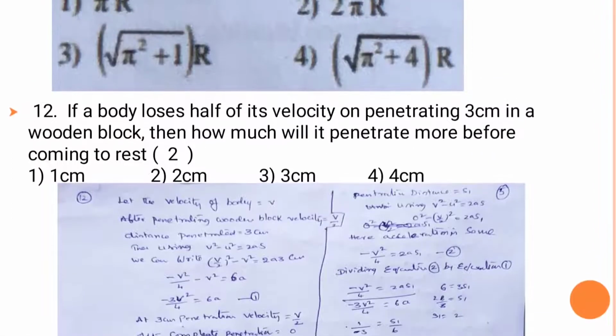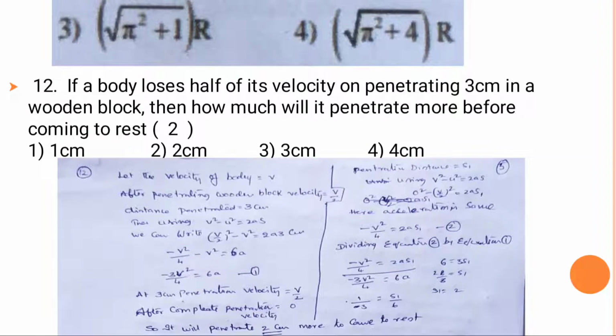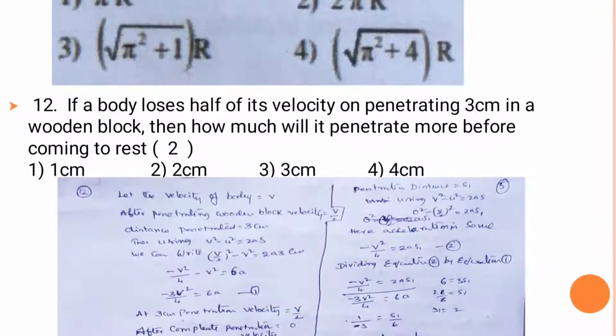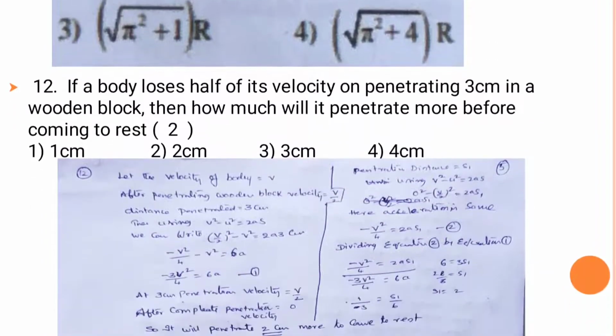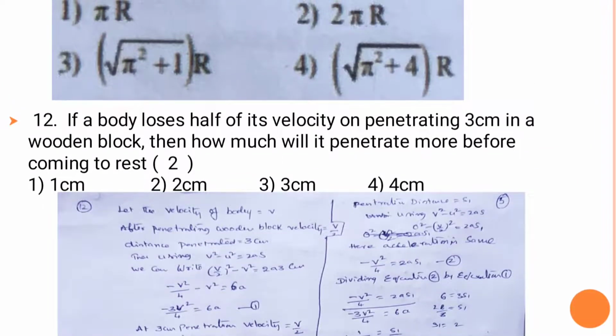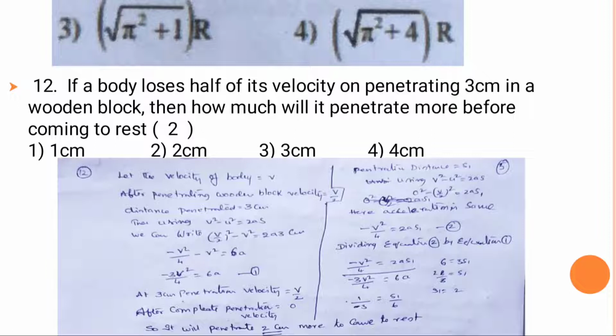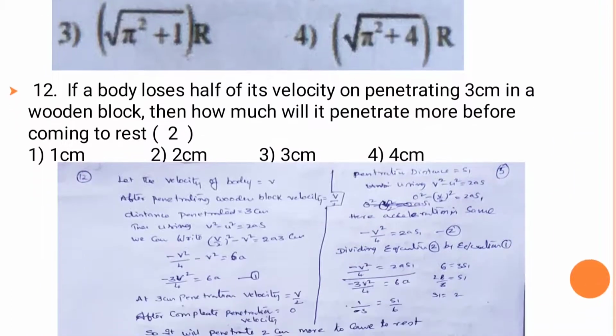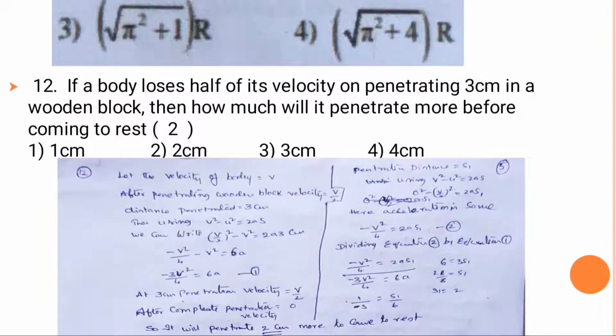Distance penetrated is 3 centimeters. Then using the formula v square minus u square is equal to 2as, we can write the formula like this. Instead of v square, you substitute the final velocity, and u square is the initial velocity, and then 2a. Instead of s, you substitute 3 centimeters. Then we will get one equation, that means 3v square by 4 is equal to 6a.